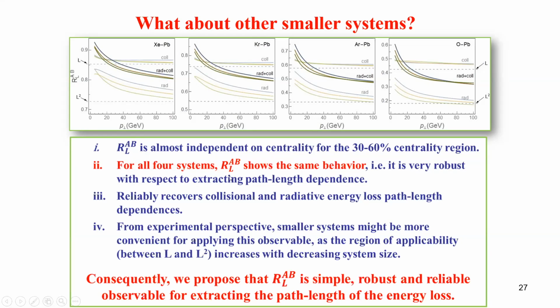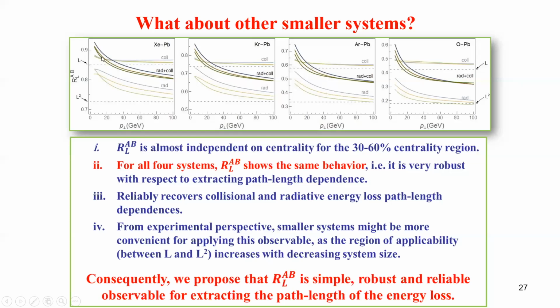Then secondly, for all 4 systems, this 1 minus R_AA ratio shows the same behavior. That is, it is very robust with respect to extracting path length dependence. These figures are almost the same for these 4 systems. Then it reliably recovers collisional and radiative energy loss path length dependence. To discuss this, let's discuss these figures.